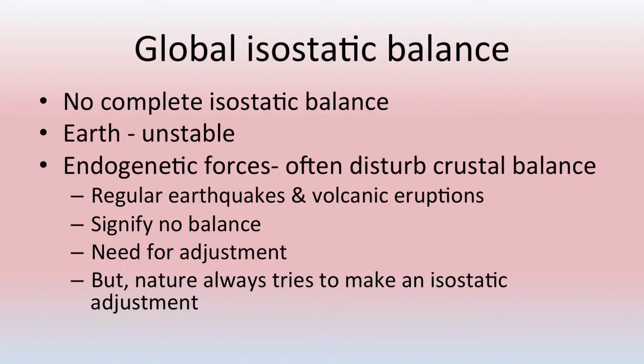If we see, there is no complete isostatic balance on the earth's surface. Earth is very unstable and the endogenetic forces that take place within the earth often disturb the crustal balance. Evidence can be seen in the form of regular earthquakes and volcanic eruptions taking place on the earth's surface. Therefore, they signify there is no complete balance and there is need for adjustment, but nature always tries to make an isostatic adjustment on its own.